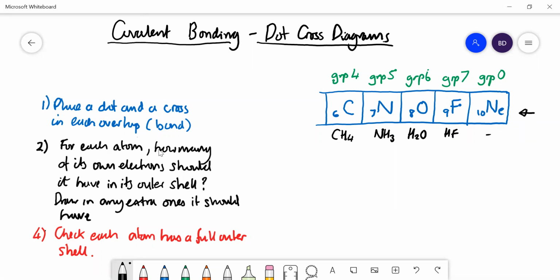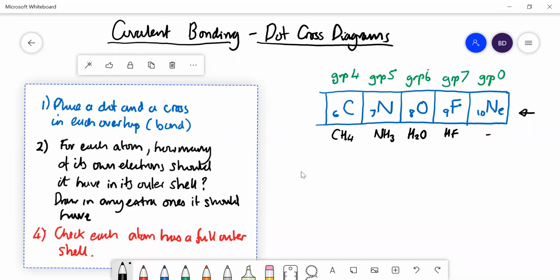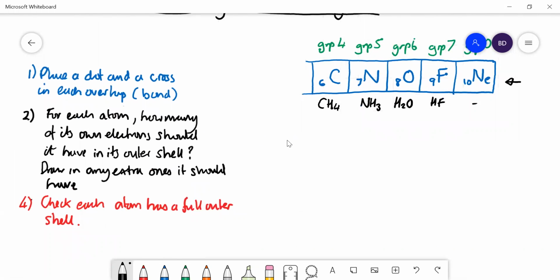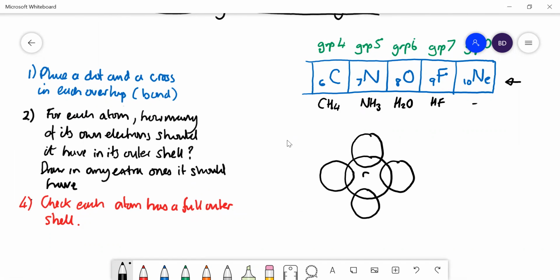Okay, so these are going to be our instructions that we're going to use for drawing a dot cross diagram. So let's start off with methane. Remember, in dot cross diagrams you only show the outer shells of electrons. You don't show the inner shells because they're not involved in bonding. So instruction 1 in blue says place a dot and a cross in each overlap. So let's do that. I'm saying the dots are coming from carbon and the cross is from hydrogen.